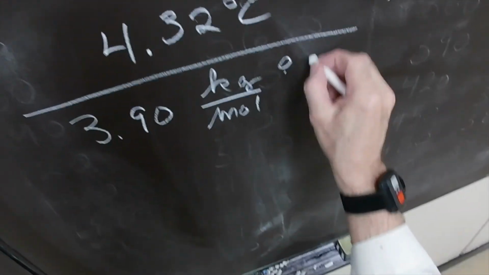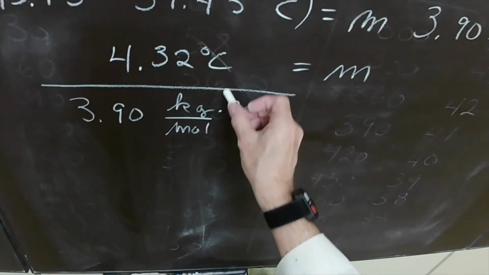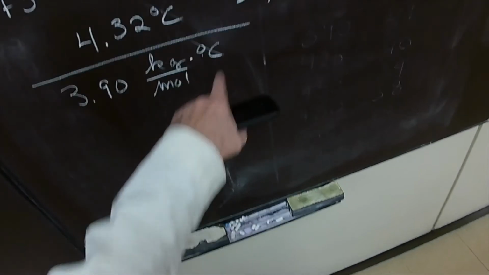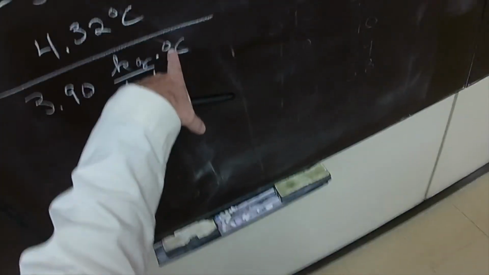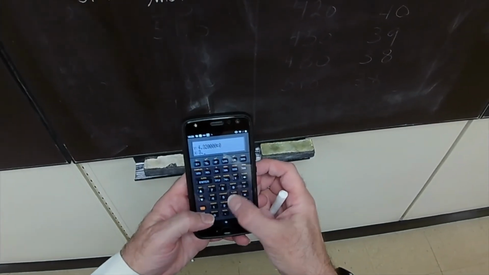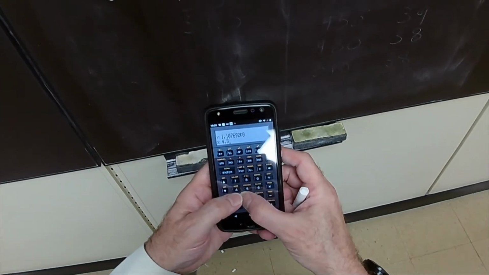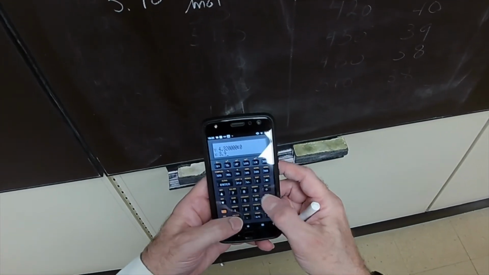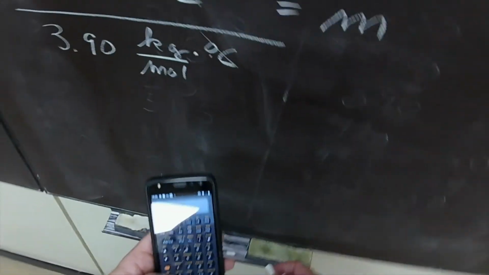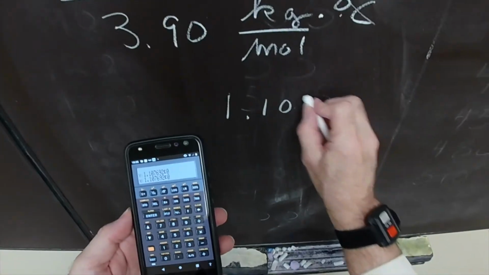Kilogram degrees C. Okay, cancel the degrees C. Right? The numerator here, well, this is in the denominator, cancels this numerator, and then we divide 4.32 by 3.90, excuse me, 3.90. That's 4.32, 3.90 divide. Okay, and I get 1.1077.